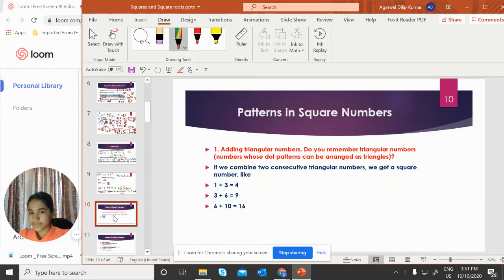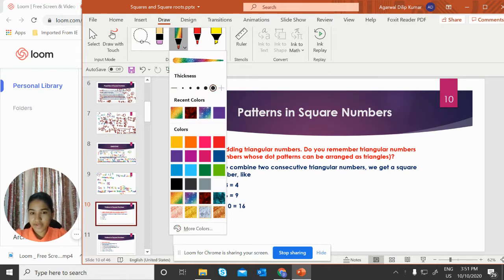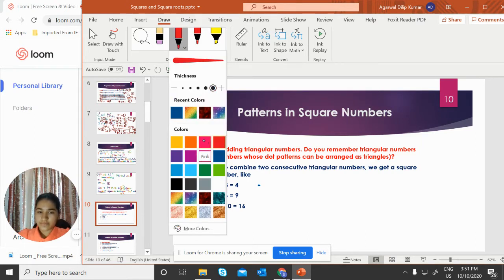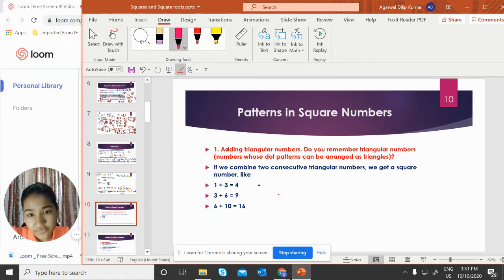So today, let's start with a fresh topic. It's patterns in square numbers. Today we'll be learning a few patterns. Patterns are really very interesting, you know. So let's see what is the first pattern.